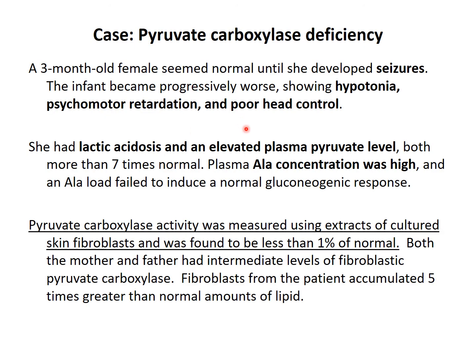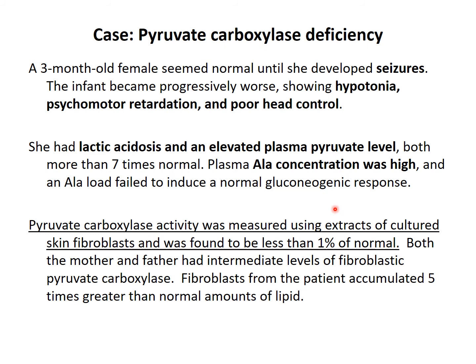So there is a condition which we call pyruvate carboxylase deficiency. And if you read through this case, and I don't want to do it right now, these are all very important signs that the baby is suffering from pyruvate carboxylase deficiency. Seizures, central nervous system hypotonia, muscle, psychomotor retardation, poor head control, muscle problem, lactic acidosis, elevated plasma levels of pyruvate and alanine, all typical of pyruvate carboxylase deficiency.